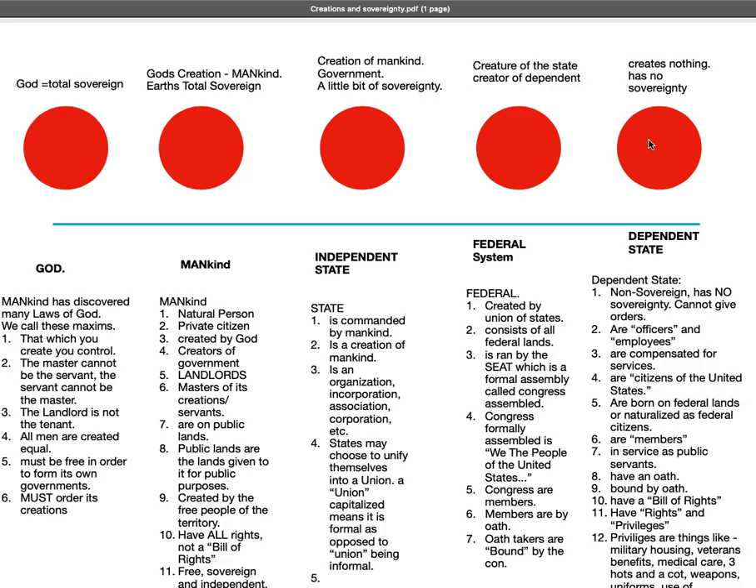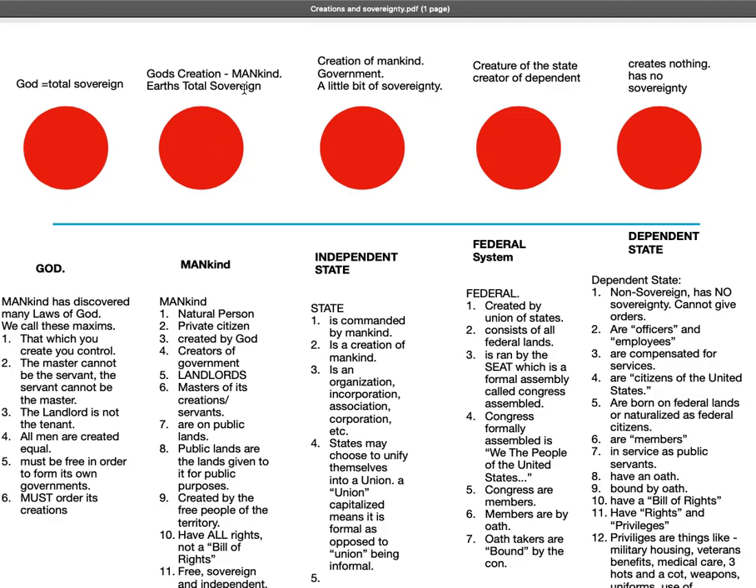And that's where you see in the Constitution where it says a state, this dependent state, cannot create anything more. No more states. No state within the state. So God created mankind. Mankind erected states, which are independent states of the federal government. The federal government is a dependent state to the states, because without the independent states created by the men or mankind, there can be no federal government.